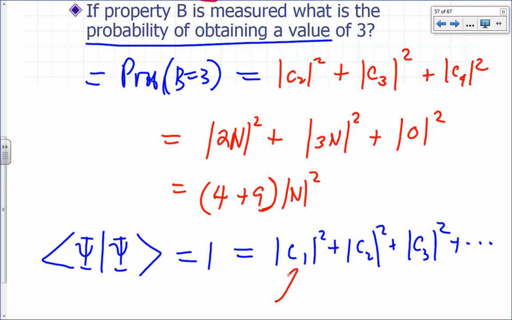See, this is the probability you get the eigenvalue of function 1. This is the probability that you get the eigenvalue of function 2, plus the probability that you get the eigenvalue of function 3, and so on. Add up all of those probabilities, they should be equal to 1.